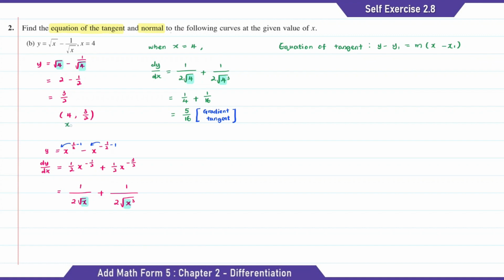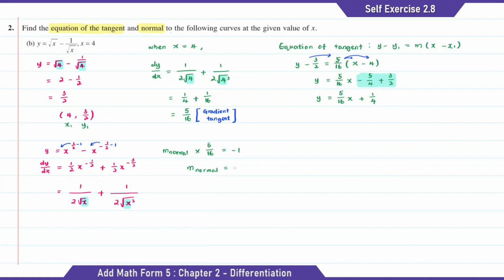So here let the coordinates of the point be x1, y1. Then the equation will be y minus 3 over 2 equal to 5 over 16, x minus 4. Then y equal to 5 over 16x minus 5 over 4 plus 3 over 2. Then the equation is y equal to 5 over 16x plus 1 over 4. Next, we're going to find the gradient of normal. So the gradient of normal multiplies the gradient of tangent, this is equal to negative 1. Then the gradient of normal is negative 16 over 5. Then the equation of normal is y minus 3 over 2 equal to negative 16 over 5, x minus 4.